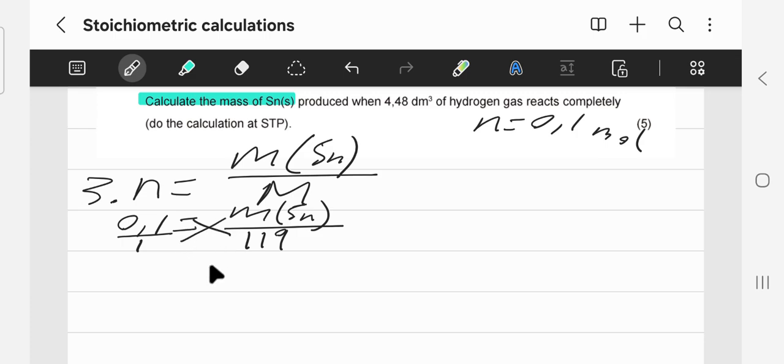From here, guys, we are going to cross multiply. So we'll say the mass of tin multiplied by 1, and that's going to give us m. Then Sn is equal to 0,1 multiplied by 119. Let's see what's that going to give. 0,1 multiplied by 119 will give us 11,9. So this basically means that the mass of tin is 11,9.